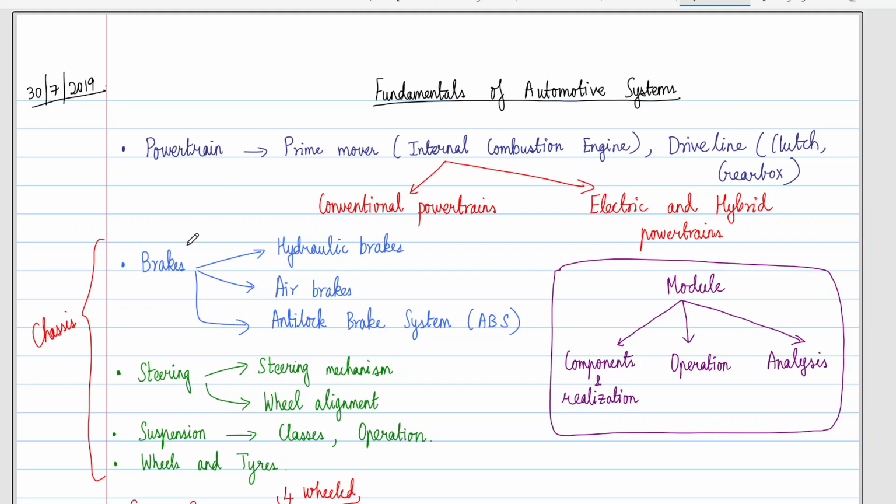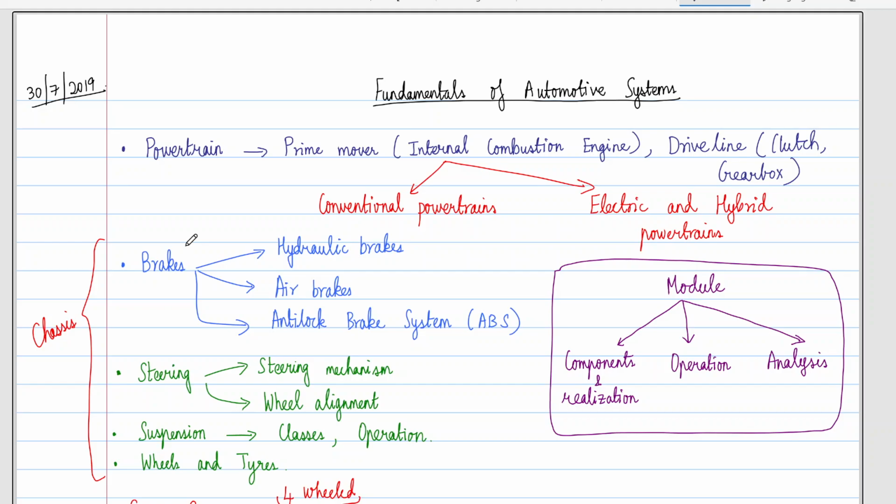Another important aspect of vehicles is the brake. Here we will be discussing three things. First is how a hydraulic brake system works. In that we will be discussing components of a hydraulic brake system and how we make sure that even if we are not able to get full brake due to some brake failure, the driver is still able to brake.